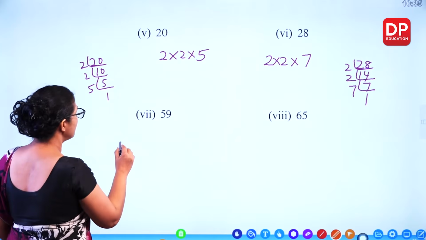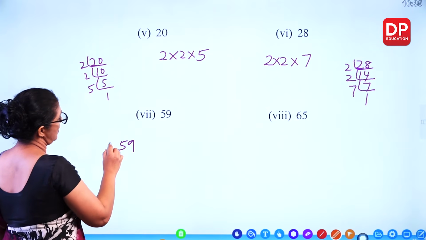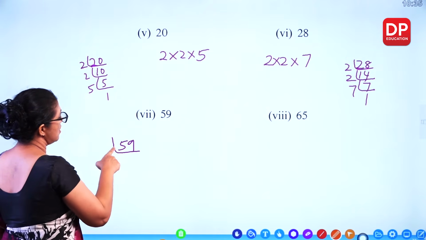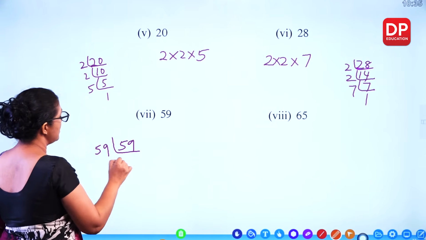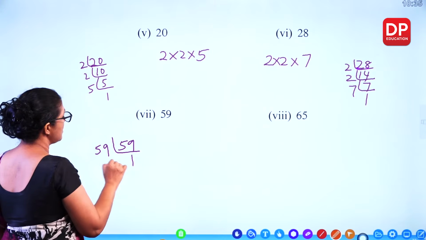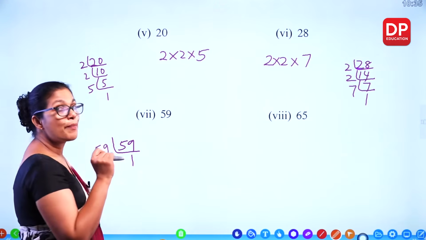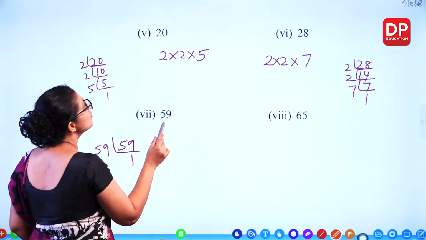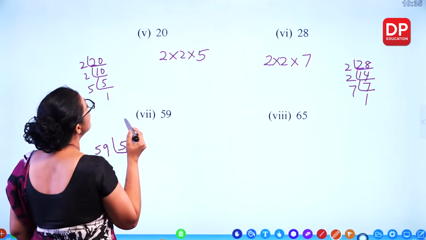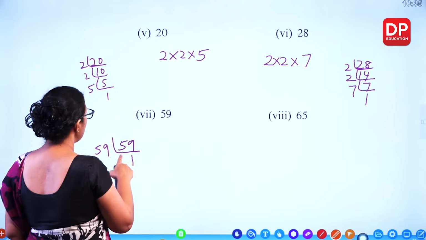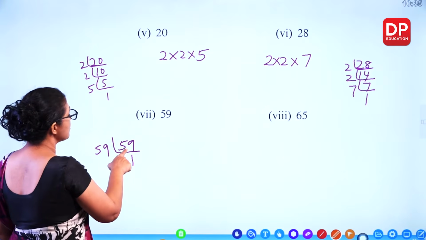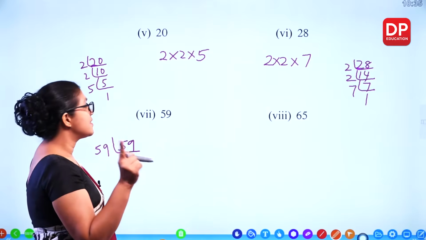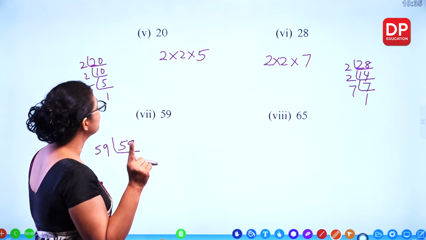Take 59. It's not divisible by any other number, just 1 and itself. So that's a prime number. So you can't write factors there. So 1 and 59. It's a prime number, because only 1 and itself are factors.